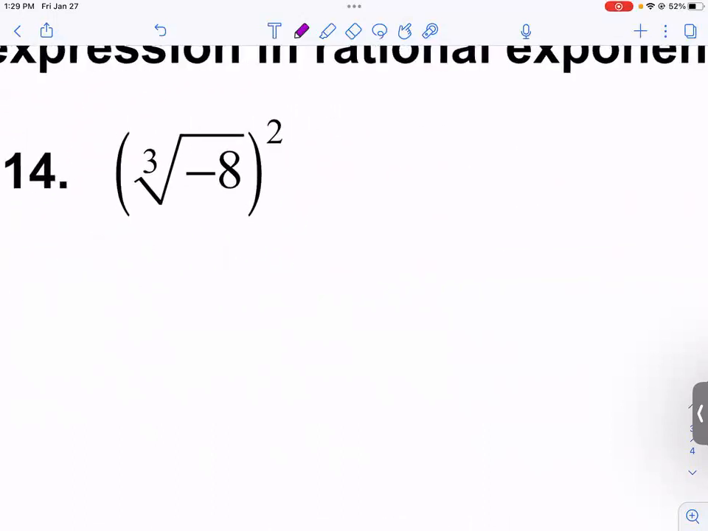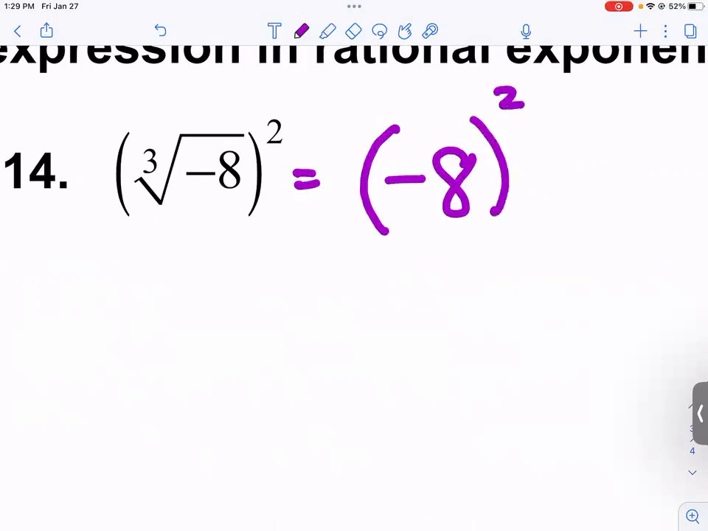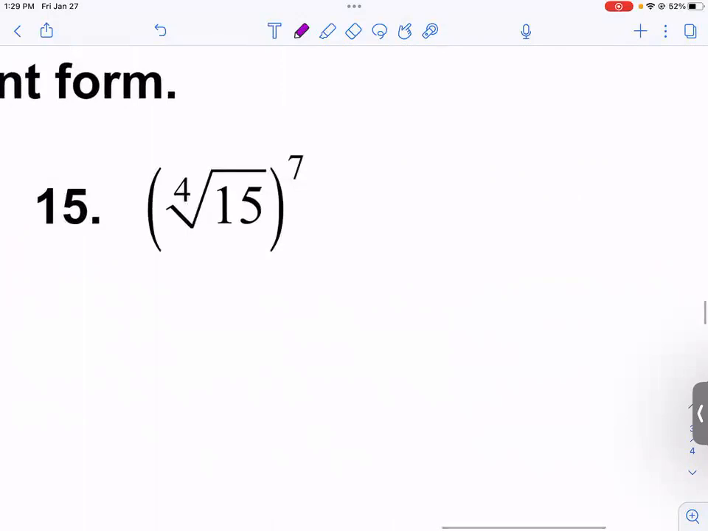Okay, Holden, how do we rewrite 14? Any negative number with an exponent needs to be in parentheses, so make sure -8 is in parentheses. I see a lot of people who don't have that. Please fix it. Yeah, that's correct. All right. Number 15.